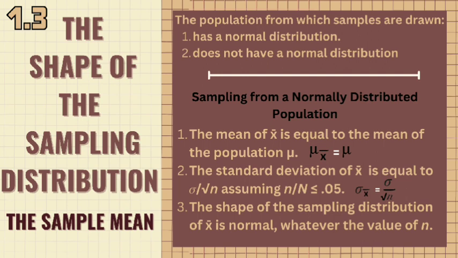Lastly, whatever the value of the sample size, the shape of the sampling distribution of the sample mean is still normal. So, guys, ang idea ra jud aning first case kay if ang population nga atong gikuhaan sa samples kay normally distributed, then ang sampling distribution of the sample mean kay normally distributed sad, with the following mean and standard deviation irrespective of the sample size.